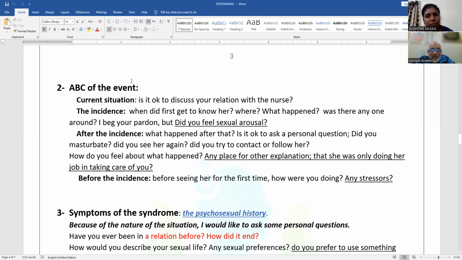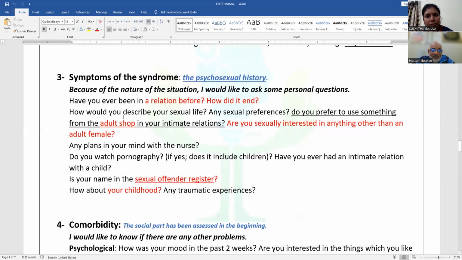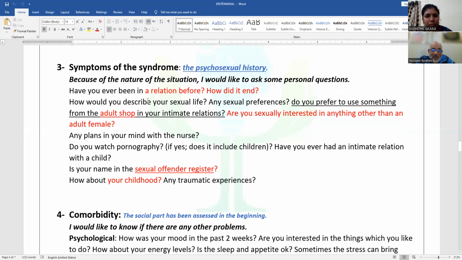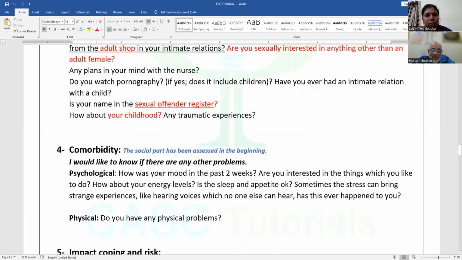Okay, so this is the ABC of the event. The event itself is when he first saw her in the ER. And then you ask him about the symptoms of the syndrome, which is a psychosexual history. Typical questions like those of exhibitionism. Have you ever been in a relation before? How would you describe your sexual life and sexual preferences? All typical questions of exhibitionism, which was in the previous station.